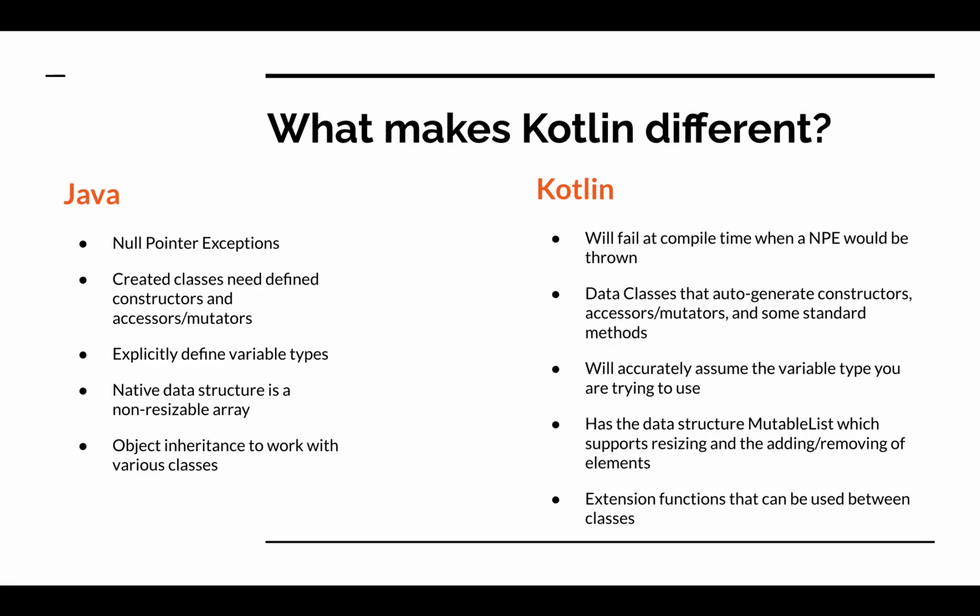Java requires explicitly defined variable types. So if you're trying to create a new variable, the first thing that you need to write is what type of variable it is. For example, int example equals 100. Obviously, Java is going to recognize that as an integer. With Kotlin, you can just write var example. And based off of how you are trying to work with that variable, Kotlin will recognize the data type that you were trying to go for in its definition.